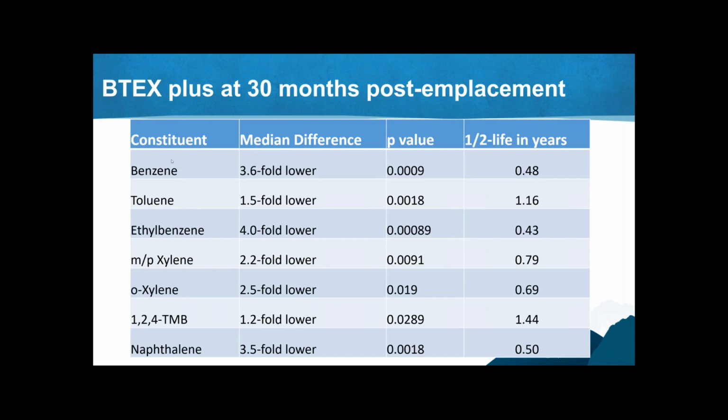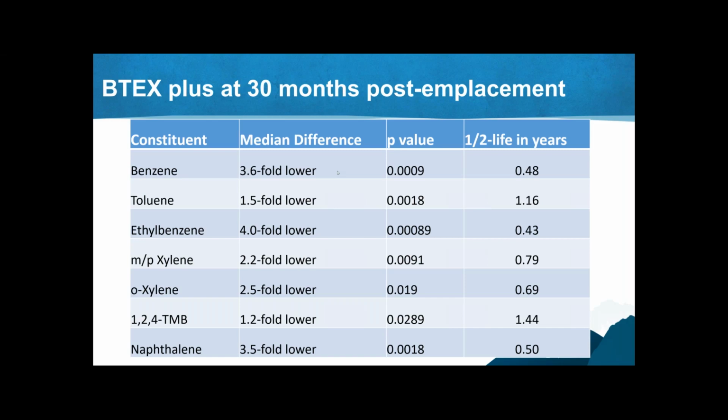So if I looked at all the data and walked you through each of those graphs, what would I find, or what would I be able to show you? That the median difference before and after BOS 200 injection from soil samples from large data sets, benzene, it's 3.6-fold lower. Your half-life is about half a year. In toluene, it's 1.5-fold lower. Your half-life is 1.16 years, and you can follow the data through.